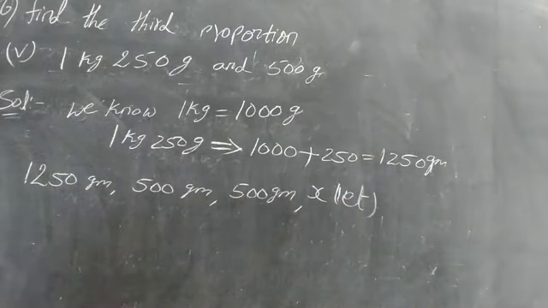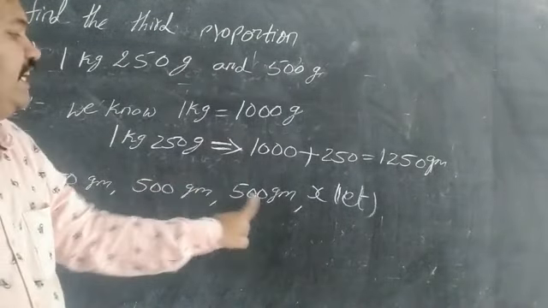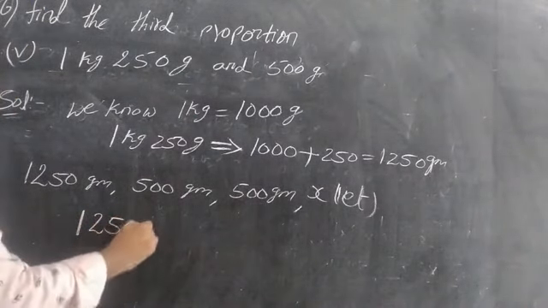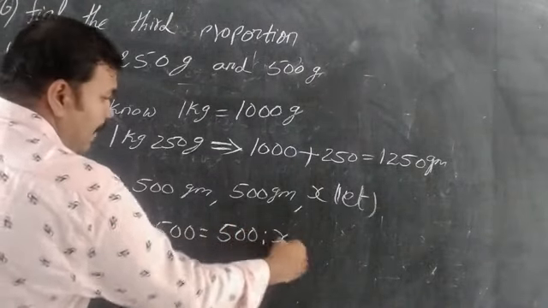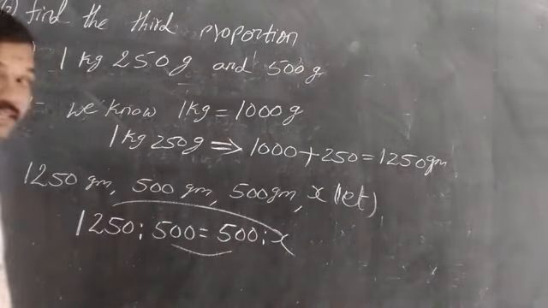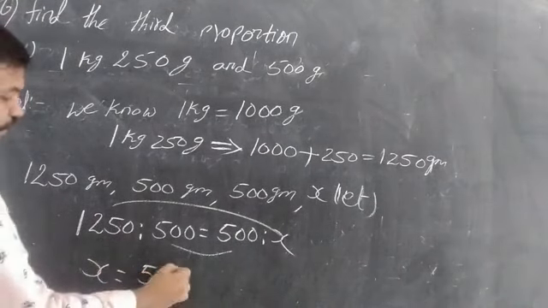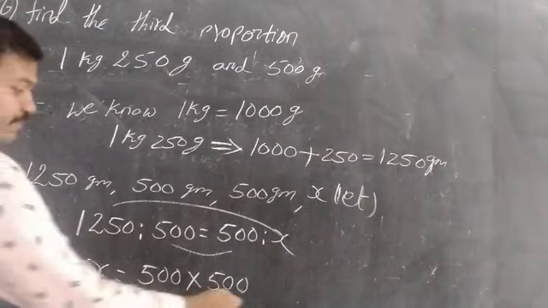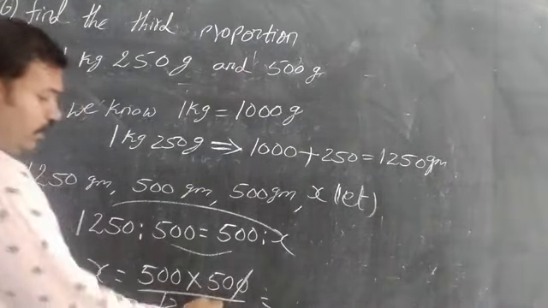We are taking x. The sum is changed like this: 1 kg 250 is changed as 1250, 500 grams and 500 grams. The middle two are the same. Now writing in ratio form, 1250 is to 500 is equal to 500 is to x. Product of extremes equals product of means. x is equal to 500 into 500 by 1250.